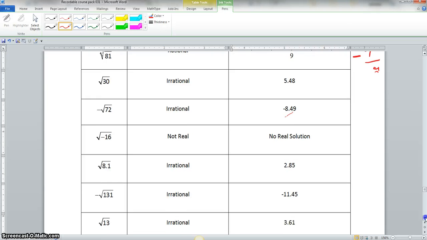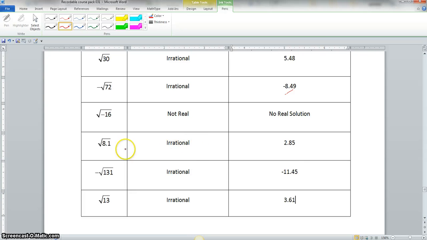Now, I'm going to streamline these last 3 answers. All 3 of these are irrational. None of these are perfect squares, and also none of them are negative under the radical. So these are all irrational. When you put them in a calculator and round to 2 decimal places, you would get 2.85, negative 11.45, because you had to carry this negative sign over, and also 3.61.